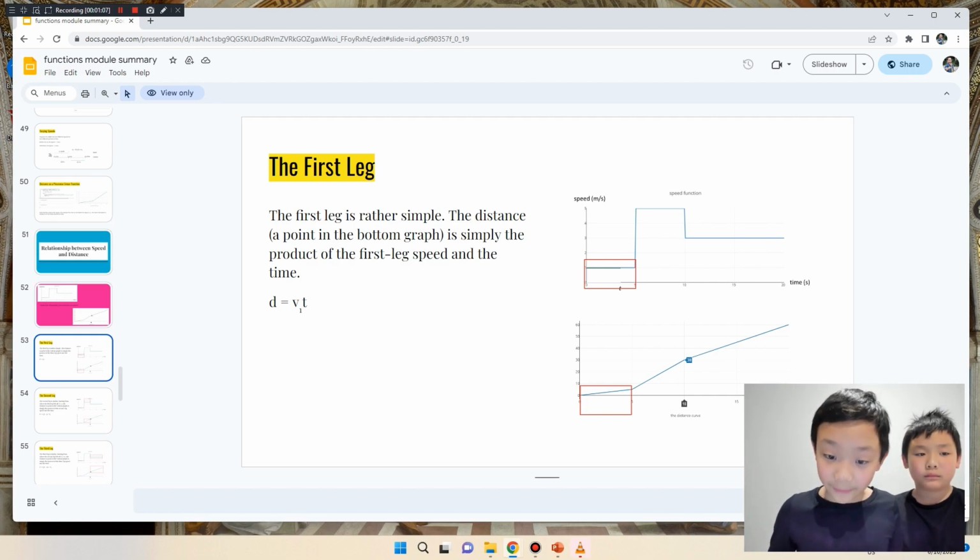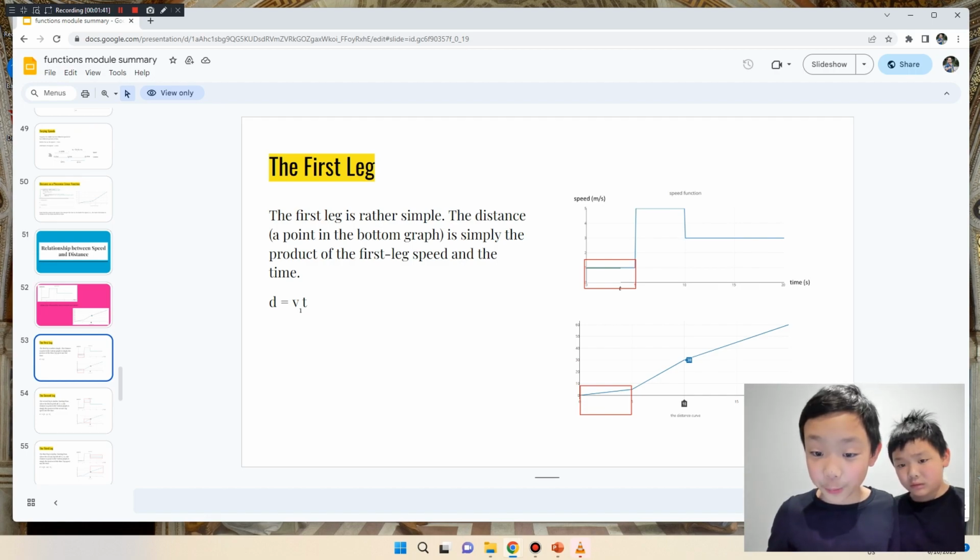To read a speed graph, the first thing you need to do is this. That means it's traveling 1 meter per second for 5 seconds, because it goes from 0, 1, 2, 3, 4, 5 on the time. This is traveling 1 meter per second, and that's traveling for 5 seconds. So that's how to read a speed graph.